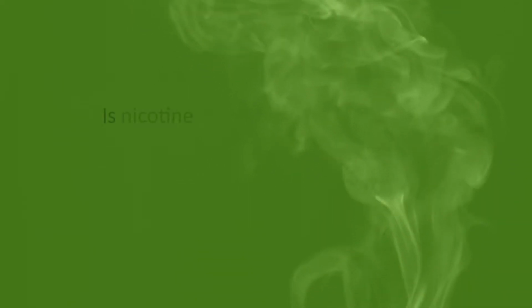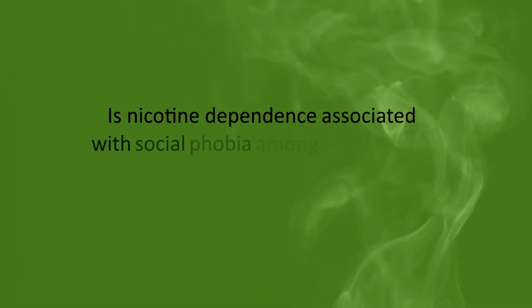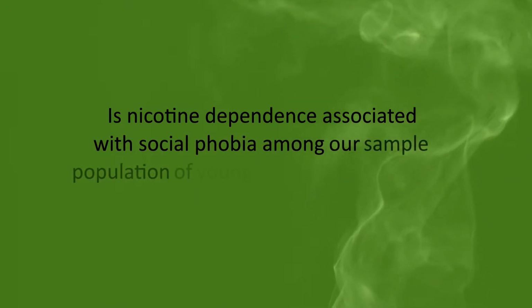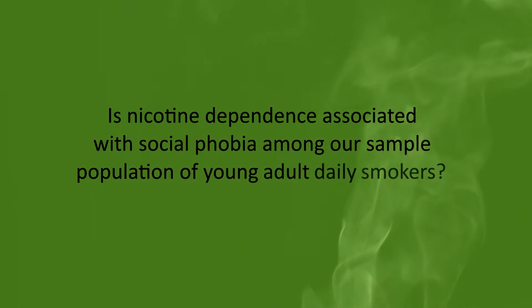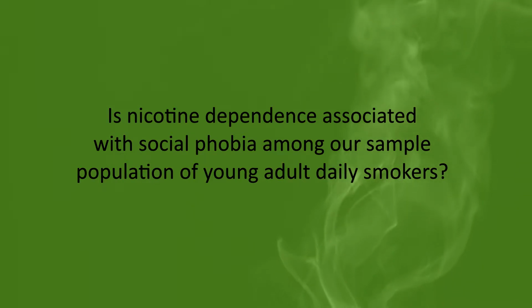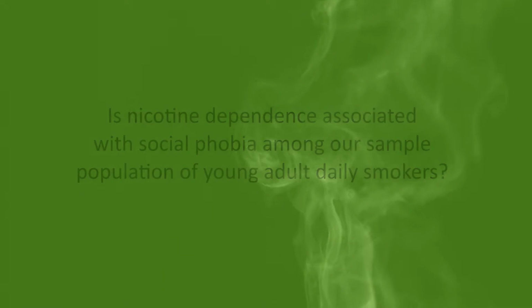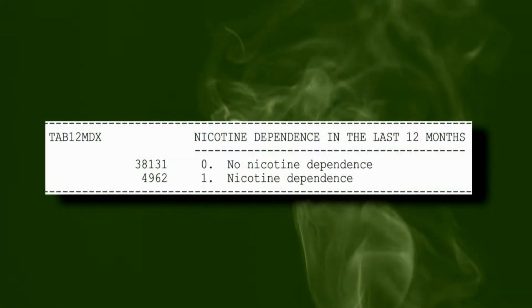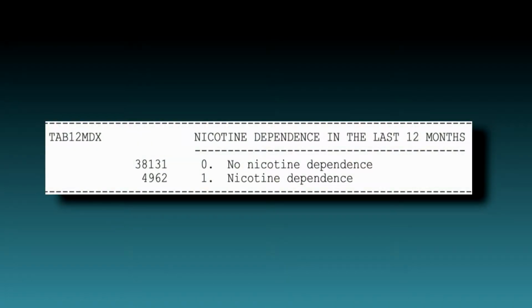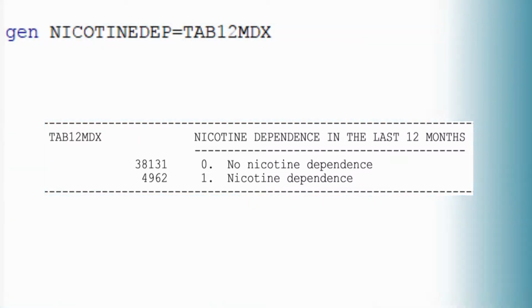For example, let's say that we're interested in determining whether nicotine dependence is associated with social phobia among our sample population of young adult daily smokers. That is, whether or not those with or without social phobia are more or less likely to meet criteria for nicotine dependence. We're going to create a new response variable for this example based on the NESARC variable tab12mdx. Gen nicotine dep equal tab12mdx.